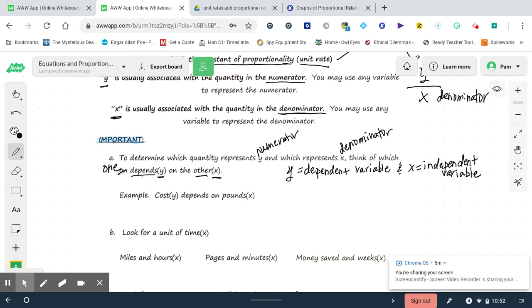All right, so I have an example. I'm gonna add a few more.